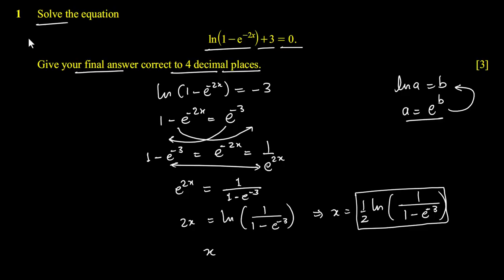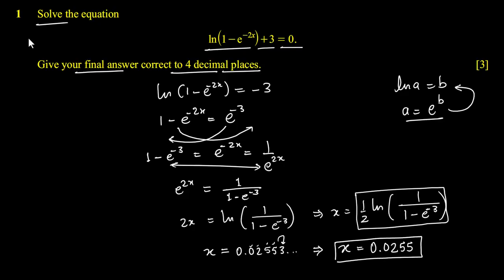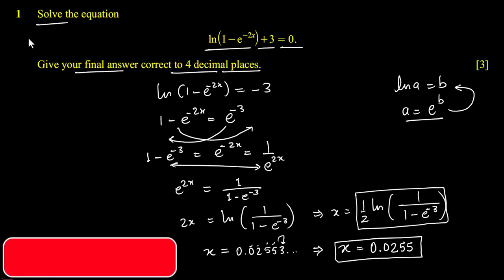So I will get this from the calculator, and it is 0.02553 and so on. Up to 4 decimal places we can see 1, 2, 3, 4, and the next number is less than 5, so the value of x is 0.0255. So that's the answer. I hope it is clear. Let's discuss the second question.